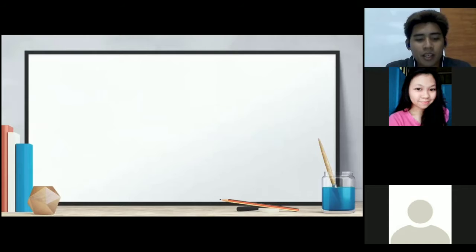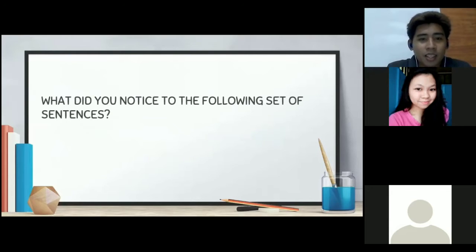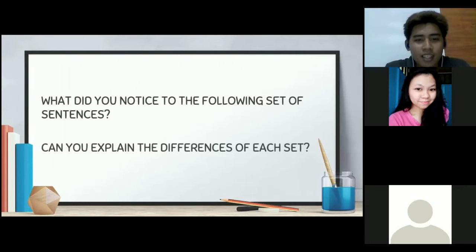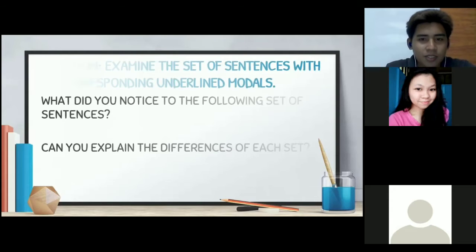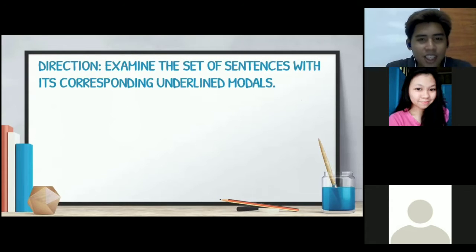So we will start our lesson by having our pre-activity. I will present to you three sets of statements using the same modal verbs that we discussed last time. You will answer the following questions. First, what did you notice in the following sets of sentences? Second, can you explain the differences of each set? Now, let us start with the first set of sentences. The direction is to examine the set of sentences with their corresponding underlined modals.